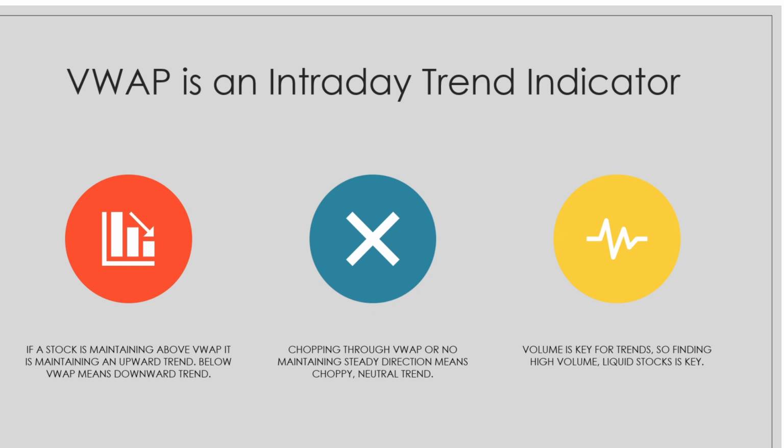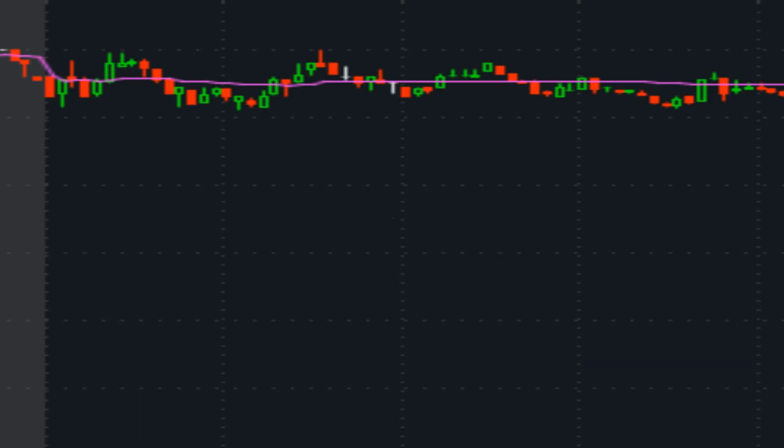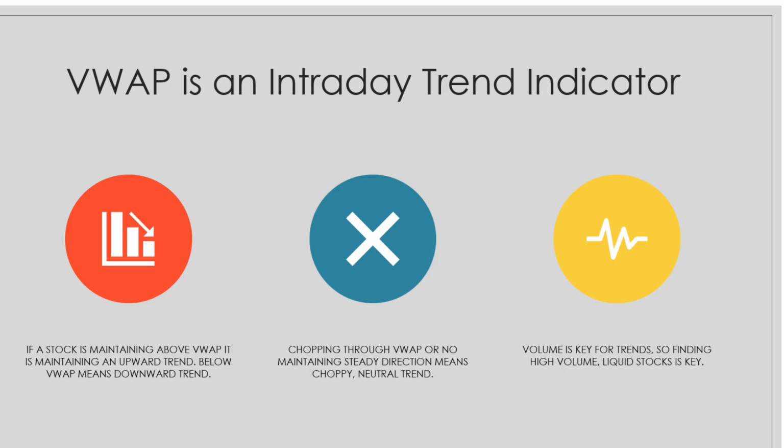The VWAP is a volume weighted indicator. So volume is key for trends. And so finding high volume liquid stocks is key. It's going to be one of the most important things if you're looking to trade the VWAP in a reliable way, is really you're looking for trends in a stock. You're looking for stocks that specifically maintain trends in an easy to understand and consistent way.